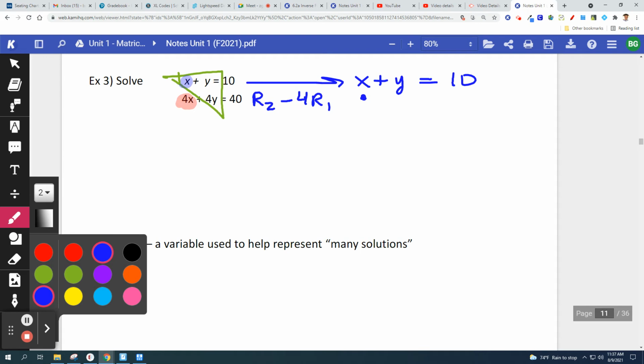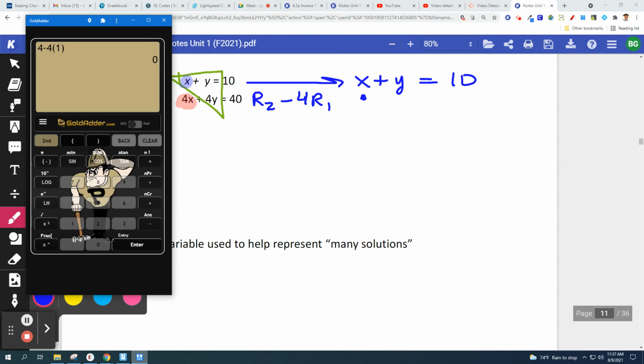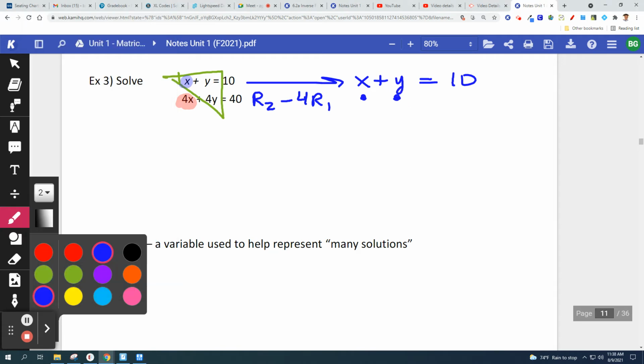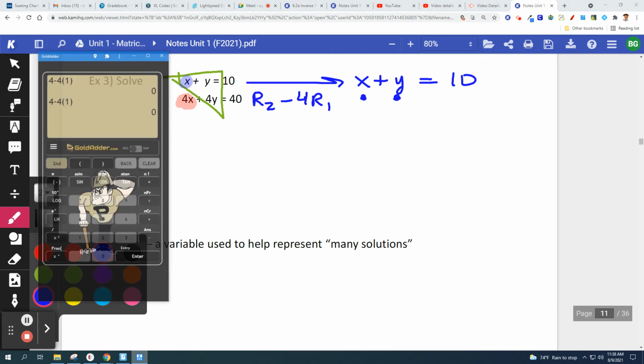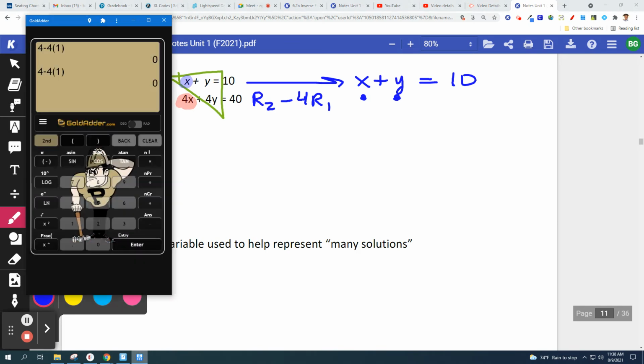And then we apply the same rule to the y column. Well, isn't that going to be the same thing? 4 minus 4 times 1 for the y column, that's another 0. Okay, so is it going to be the same thing? We'll keep going. You're going to have to do 40 minus 4 of the 10s.